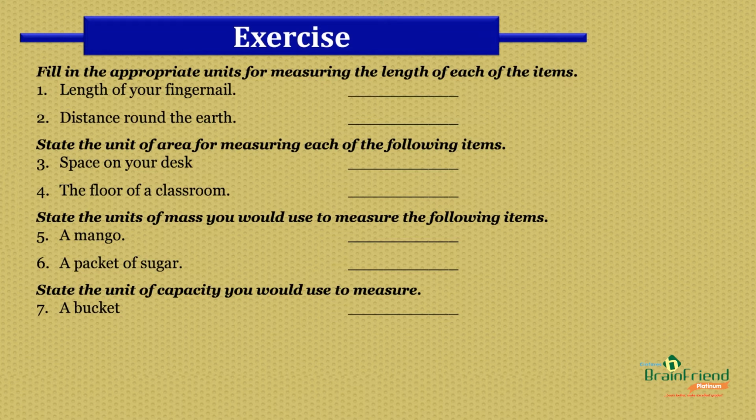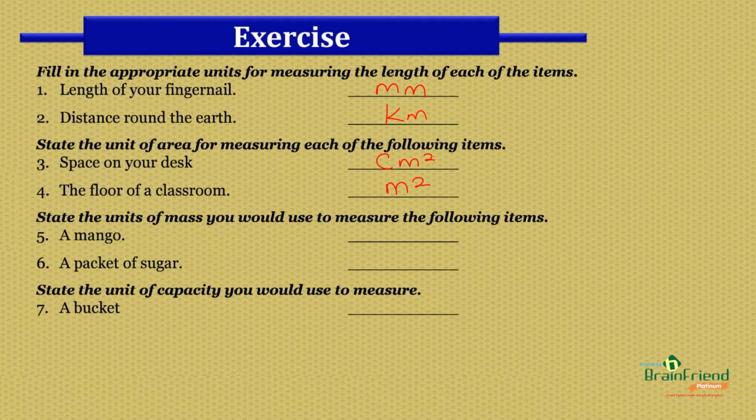The instruction says, fill in the appropriate units for measuring the length of each of the items. Number 1, length of your fingernail. Millimeter can be used to measure our fingernail. For the distance around the earth, the appropriate unit should be kilometers. The next instruction says, state the unit of area for measuring each of the following items. Space on your desk. Centimeter square should be appropriate. The floor of a classroom. Meter square should be the appropriate unit.